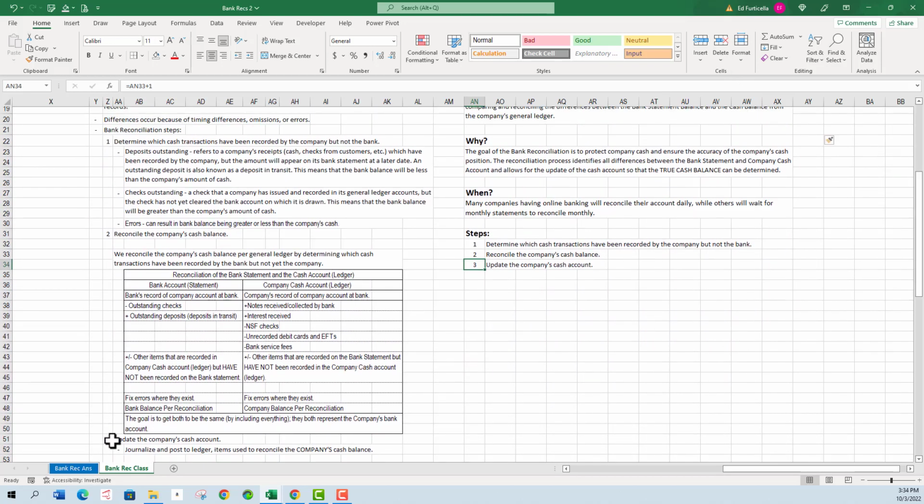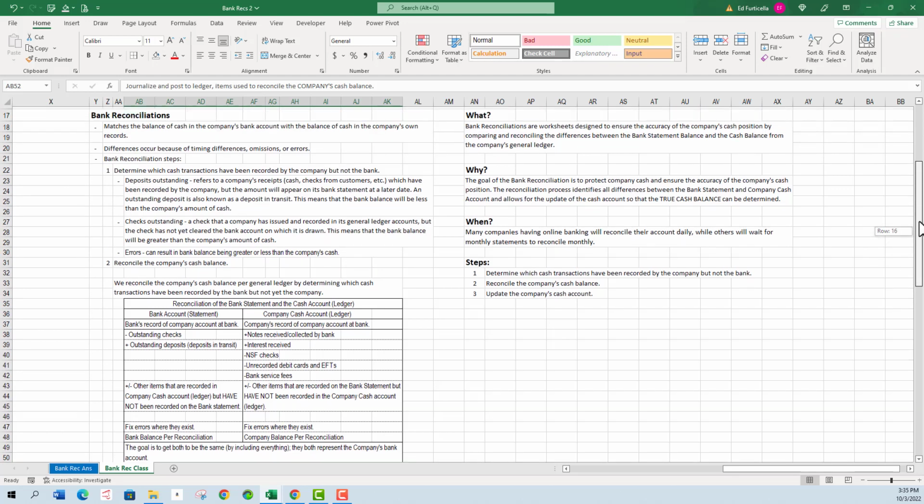It is important for you to realize that the reconciling items for the bank statement are not journalized on the company's books. Only those adjustments needed for the company's books are journalized and posted to the cash account in the general ledger. Once the adjustments are journalized and posted to the cash account, the company's cash account will equal the bank balance per reconciliation. That's the basics. Now that you understand the concepts, let's do a problem.